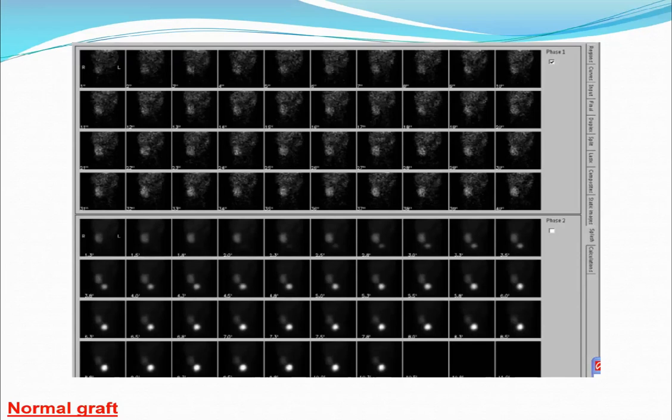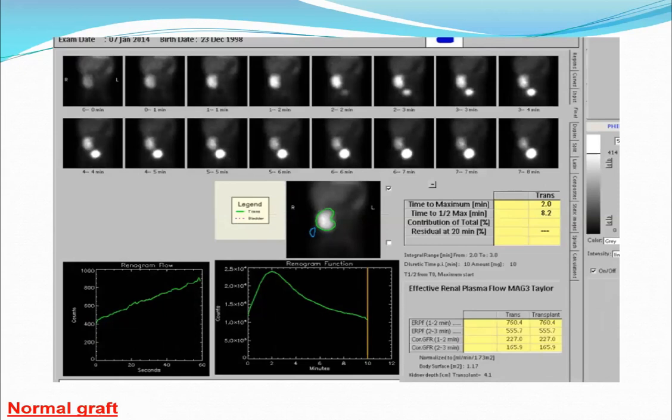This scintigraphic study is done for all renal transplants just after going out from the ICU and becoming stable in all renal functions. So we make a basal scintigraphic study, which is used after that for comparison in cases of complication. This is good perfusion, as we said, and good tracer uptake and good drainage. And this is the curve.